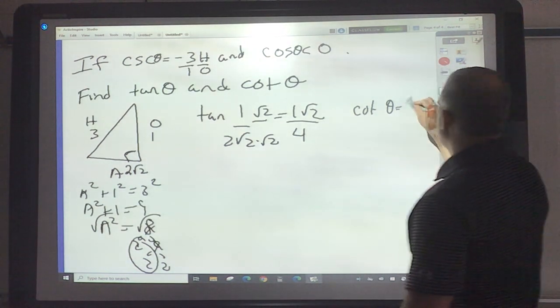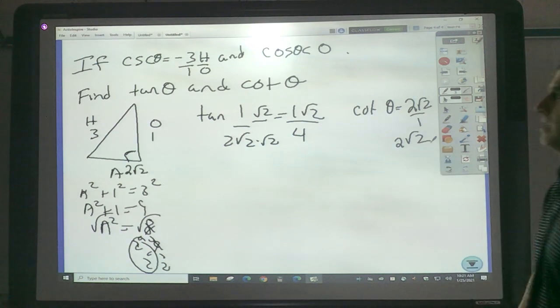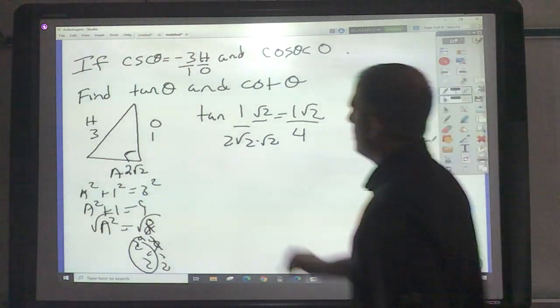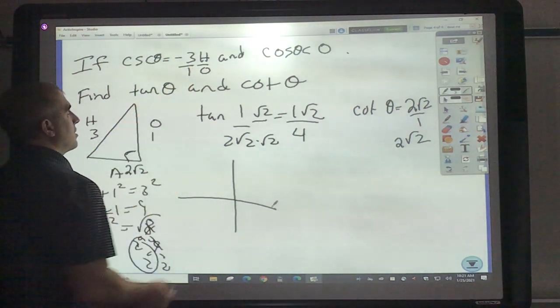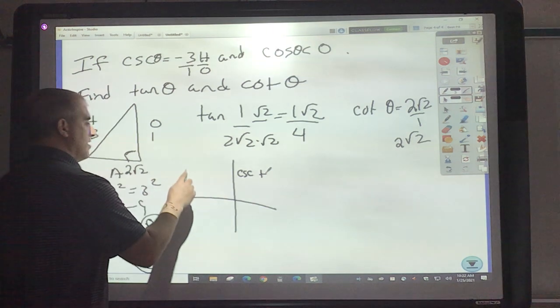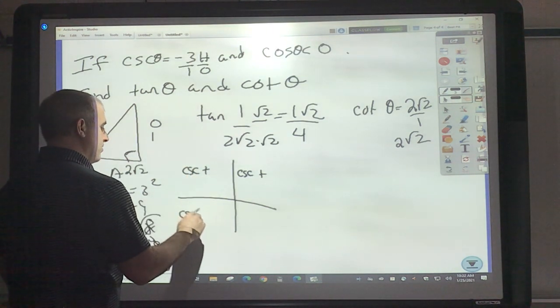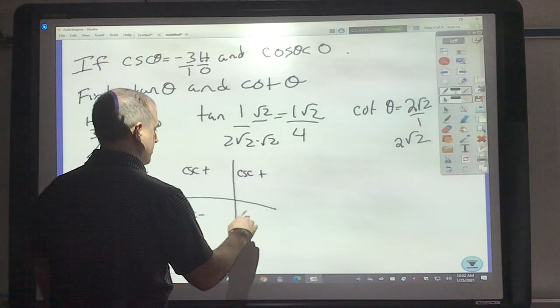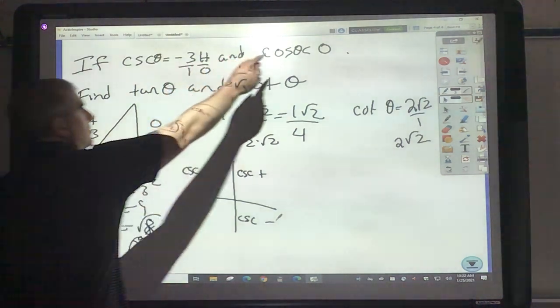Cotangent would be 2 square root of 2 over 1, which would just be 2 square root of 2. Now, what quadrant are we in? Cosecant's negative. Based off the quadrants, we know cosecant will be positive in some and negative in others. Remember, cosecant and sine have the same sign. Cosine is also negative.